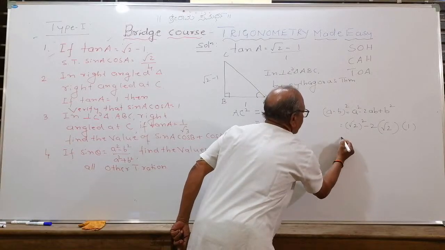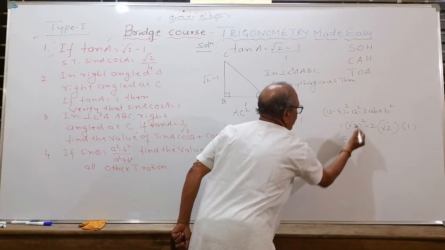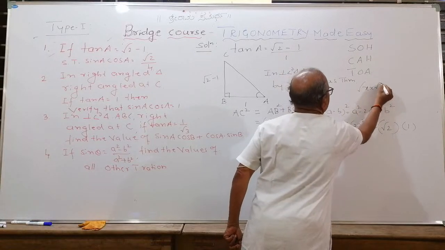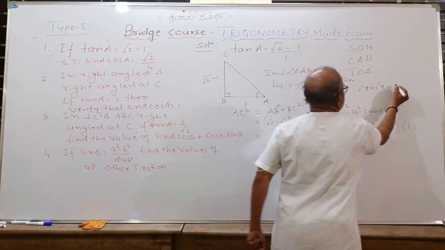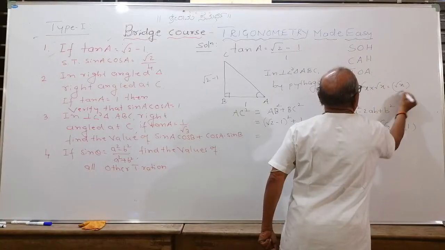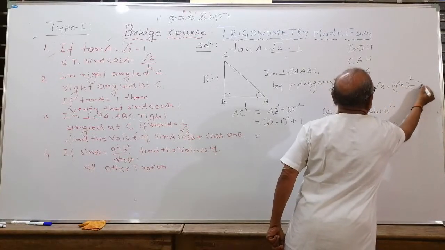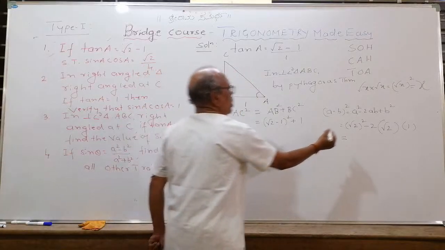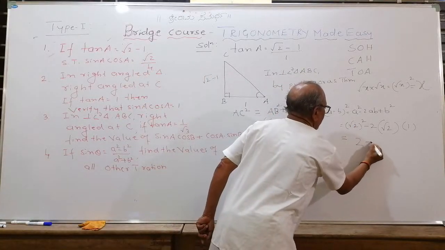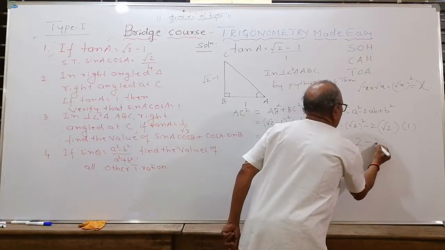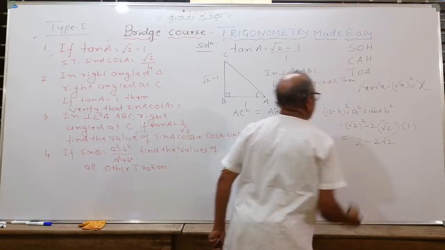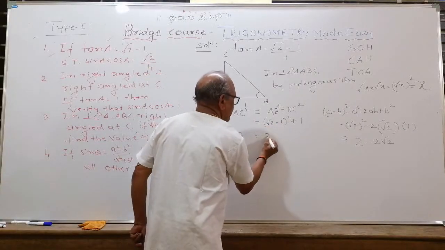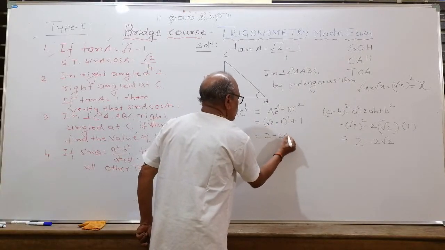Root 2 square, you studied in the 9th standard. Root 2 square is root 2 into root 2. Root x into root x always becomes root x square. Remember, root x square is always equal to x. So root 2 square is 2, minus 2 root 2. I hope you understood. This is the value of (root 2 minus 1) whole square. You get 2 minus 2 root 2.